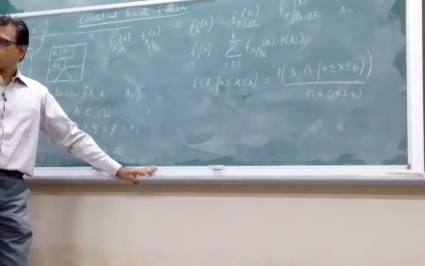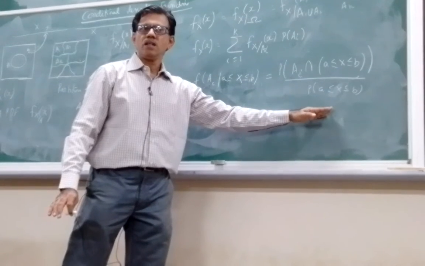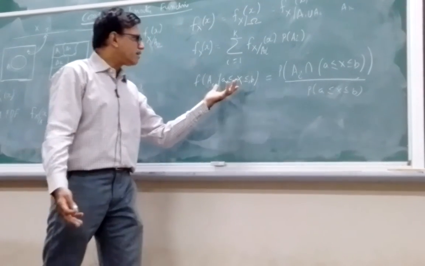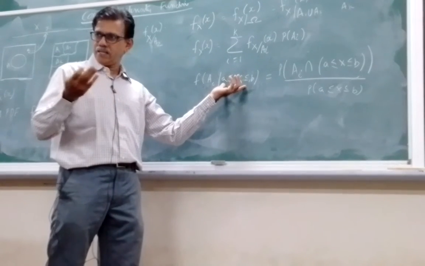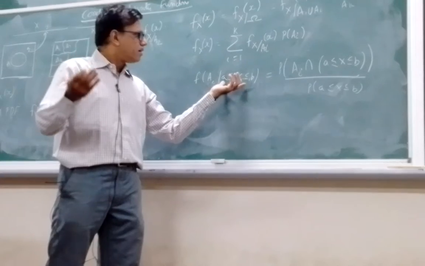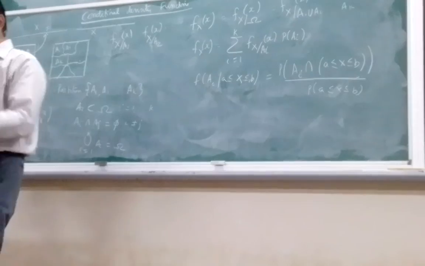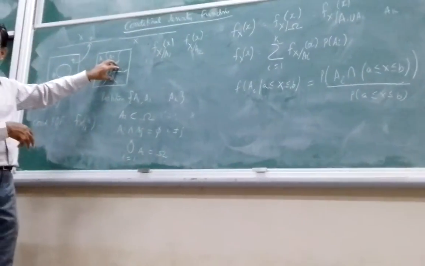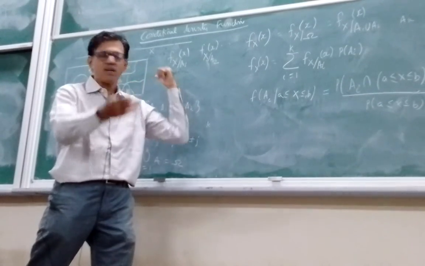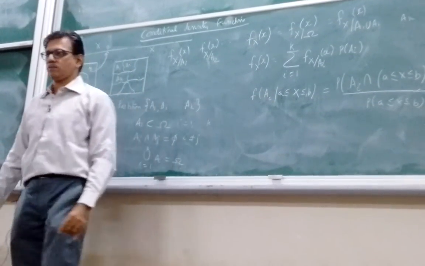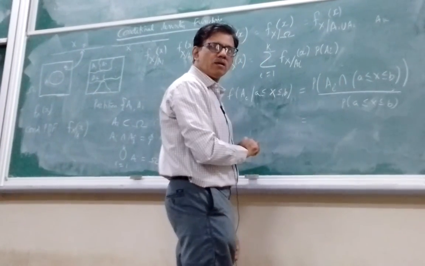Is it clear? A given B is A intersection B by B. The same thing we have extended here. The only thing is, instead of B, instead of the condition, here the condition is on the random variable taking some values in some range. There will be a corresponding event in the sample space which would have given rise to this. Instead of mentioning B or some other event, we are mentioning it in terms of the random variable. That's the only difference. Now how can we write this?